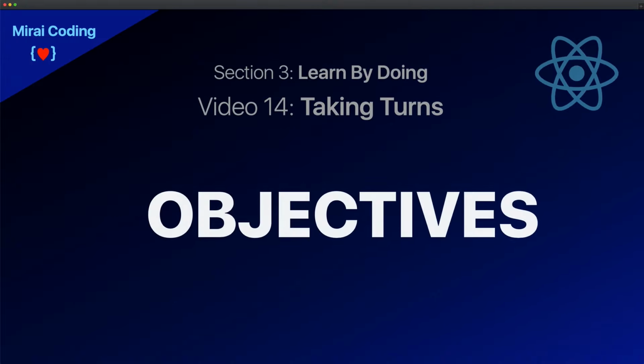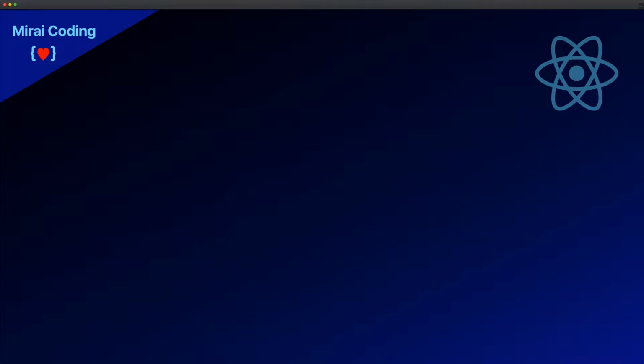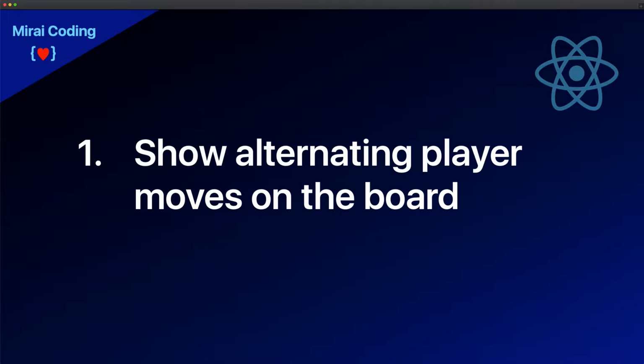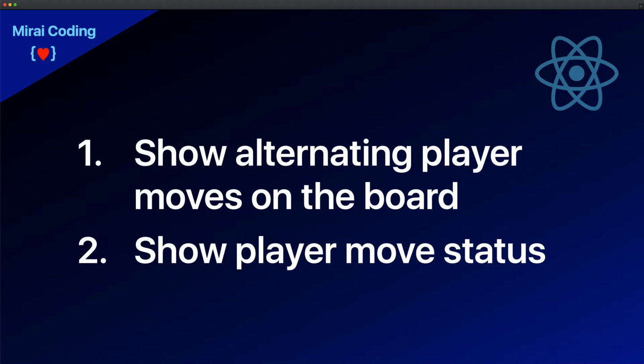Video 14. Taking turns. We have two main objectives in this video. 1. We will show alternating X's and O's on the board. 2. We will show the status of which player has the next move.